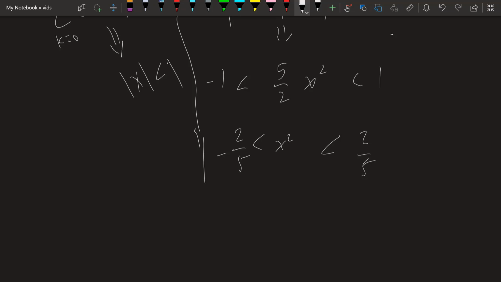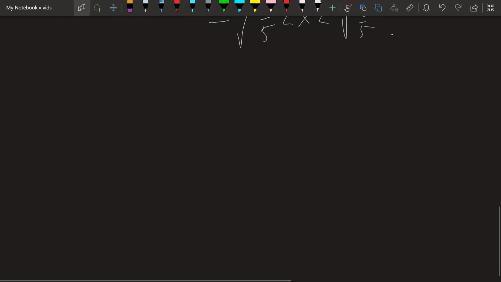Yeah, and well, let's take the square root of both sides. So the square root, of course, we can't have a negative number. So yeah. Negative is outside. So that's number 2 done.